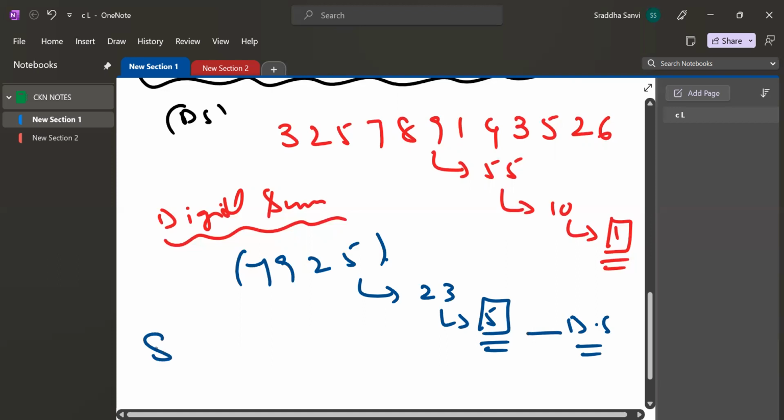For example, I have a number 89, 8 plus 9 is 17. In 17, 1 plus 7 is 8. For example, I have a number 93, 9 plus 3 is 12. In 12, 1 plus 2 is 3. These are all digital sums, right?